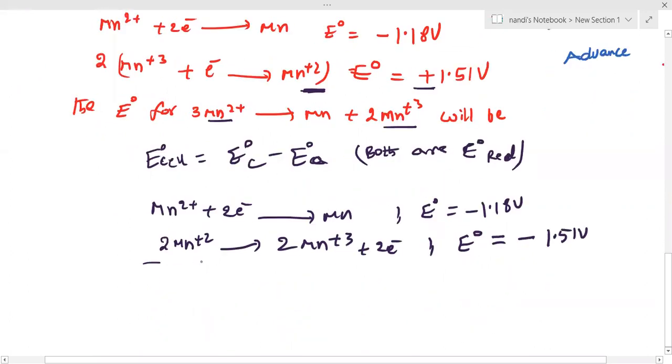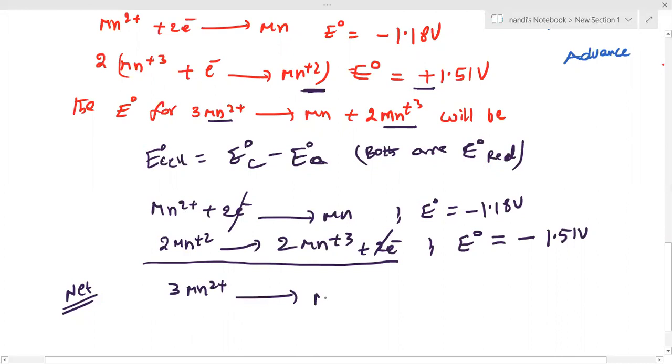So what is the net reaction? In the net reaction, you should not get any electrons. So electrons should be cancelled. Loss of electrons equals gain of electrons, that is the basic principle. So they should be cancelled. Finally, Mn2+ and 2 Mn2+, I can write 3 Mn2+ gives Mn plus 2 Mn3+.